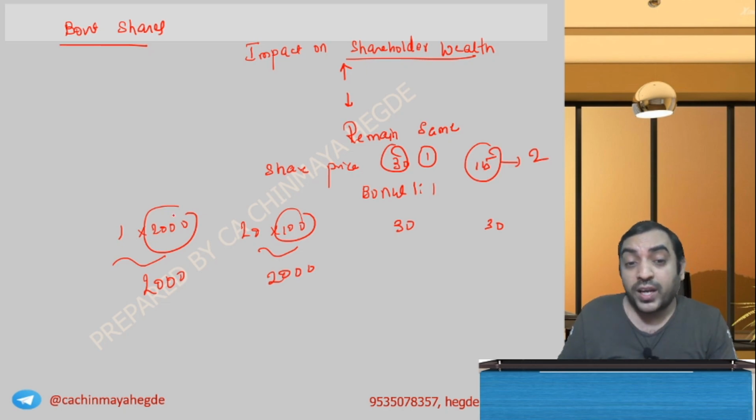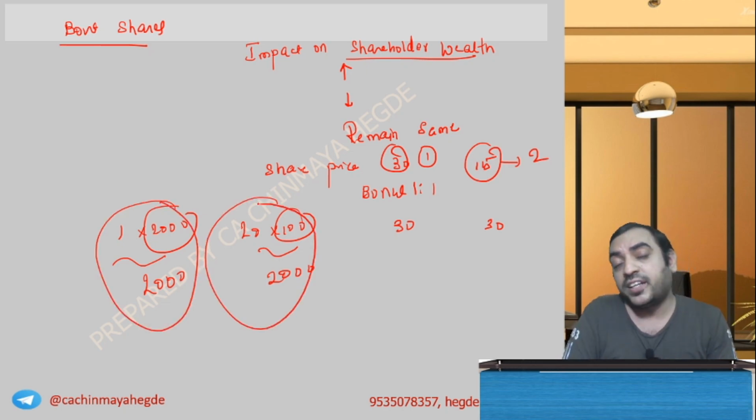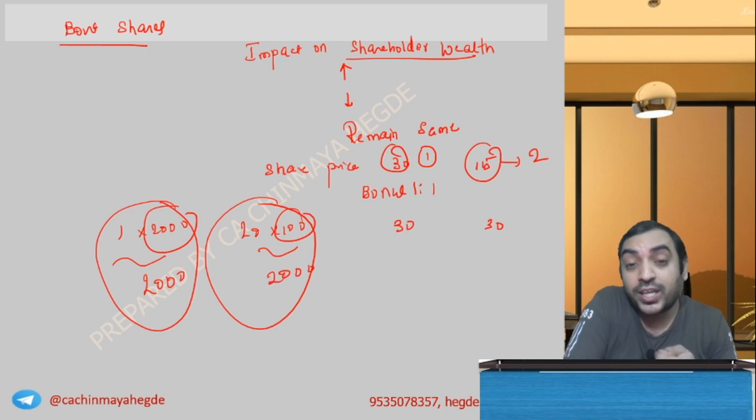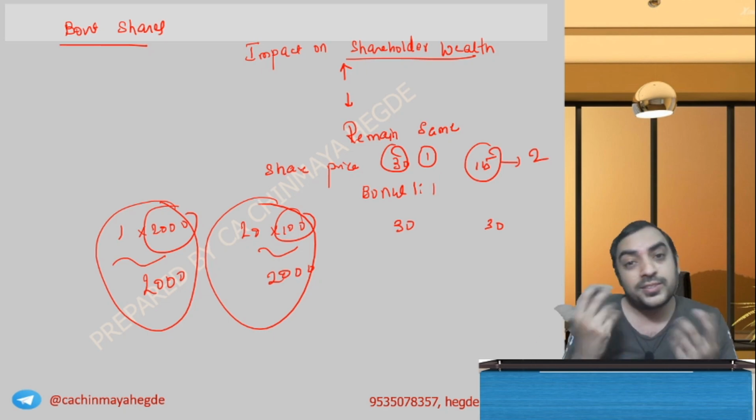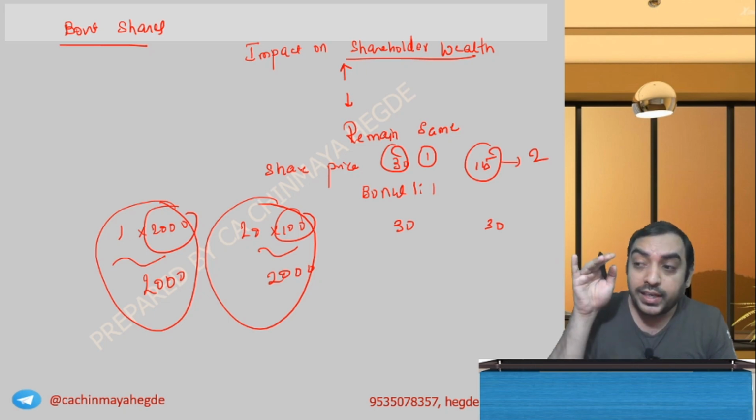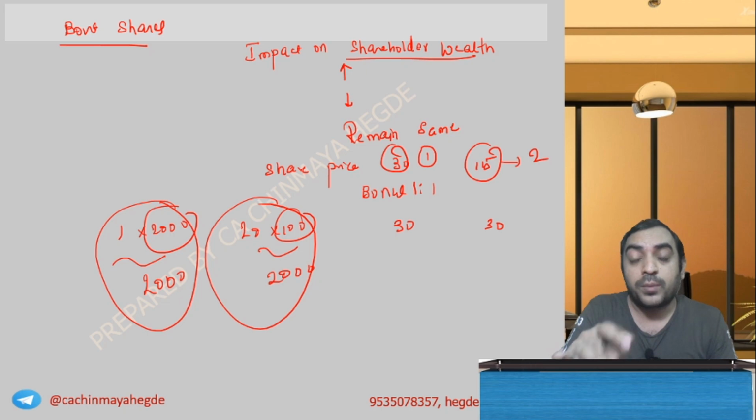Is it better to have one 2000 rupee note, or 20 notes of 100 rupees? When you want to transact, it's better to have 20 notes of 100 rupees, because it is easy to give, easy to change. With a 2000 rupee note, for having a coffee or tea of 5 rupees, you cannot manage. Same logic. To induce liquidity into the market, bonus shares are issued.